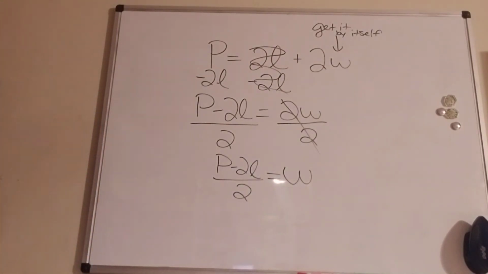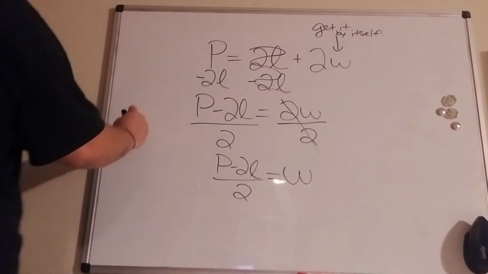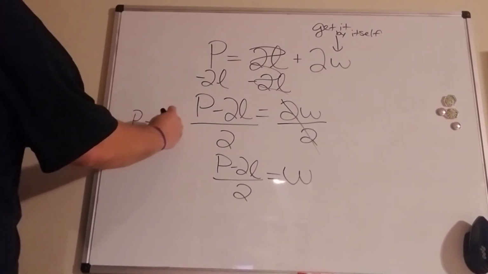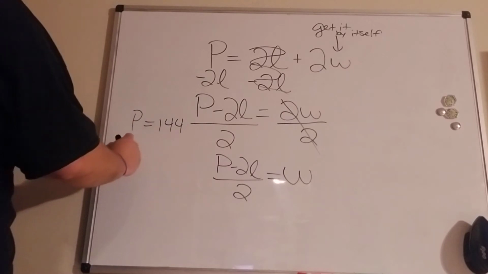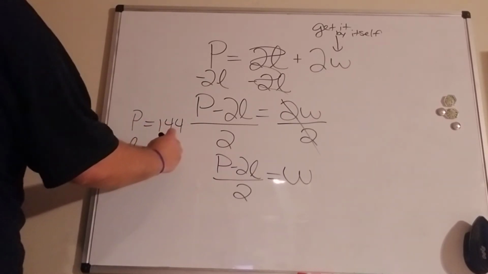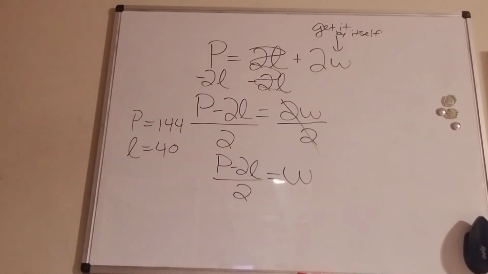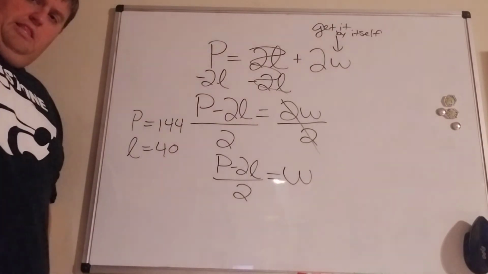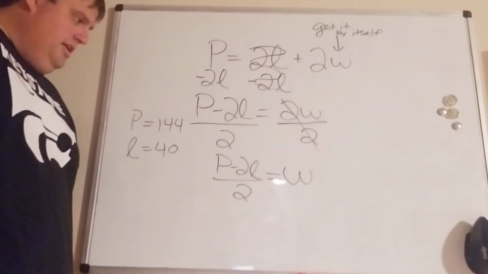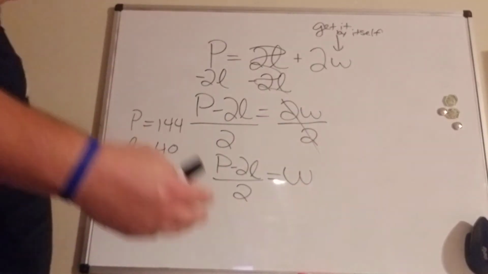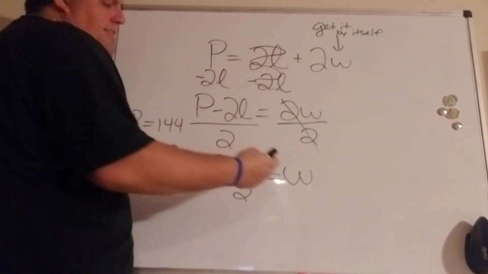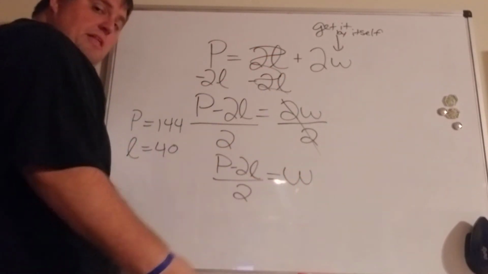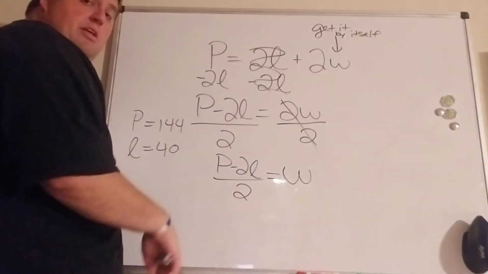Not bad. Hopefully you're thinking not bad. So for example, in this one it says, solve it for W if P is 144 and L is 40. Well, you're probably thinking to yourself, you probably could have done that from the beginning. That's absolutely true, you could. But this is an important skill to be able to rewrite something in terms of another variable. So if you've never done this before, this is important.